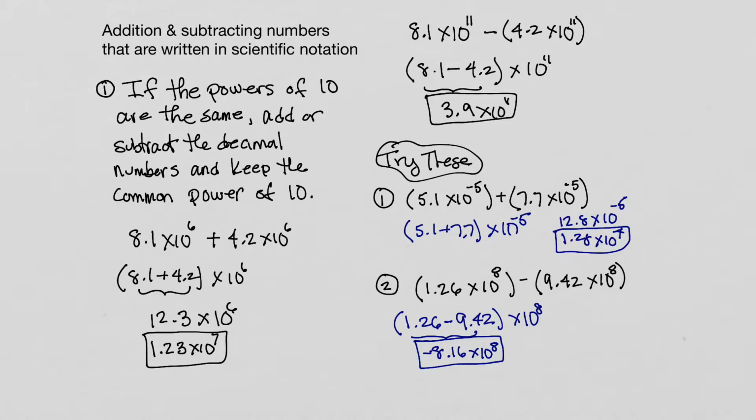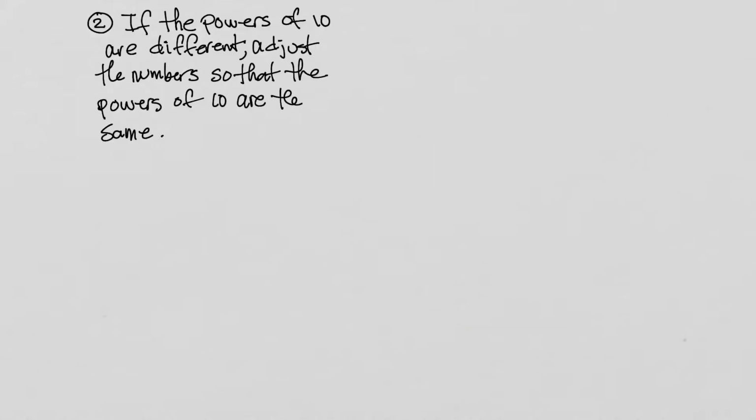Now let's go on to the second case. The second case we're going to look at is if the powers of 10 are different. If they're not the same, we're going to adjust the two numbers so that the powers of 10 are the same. Then we'll add or subtract like we just did. Let's look at an example here.